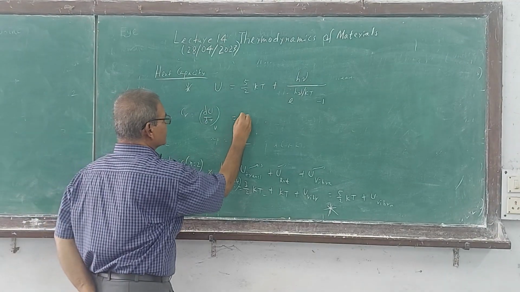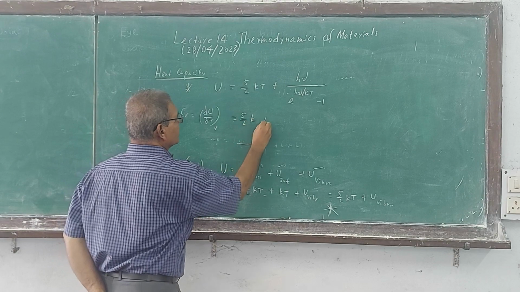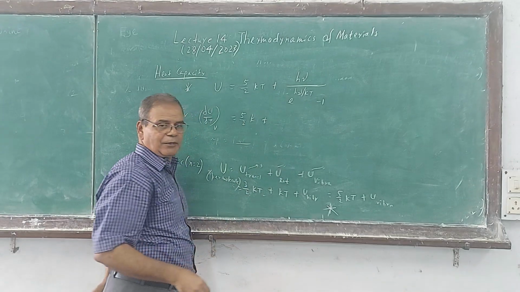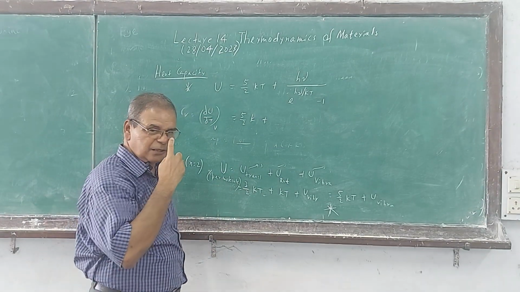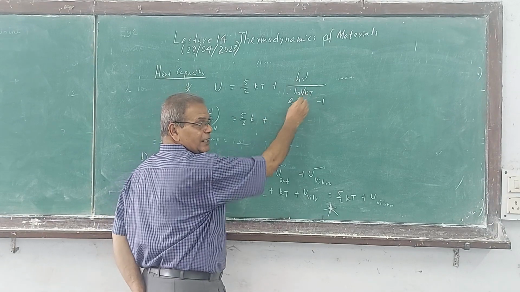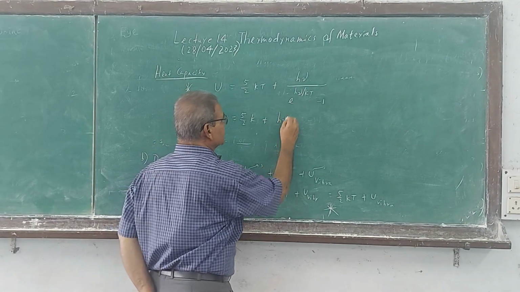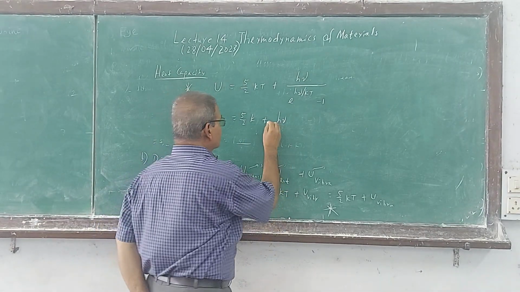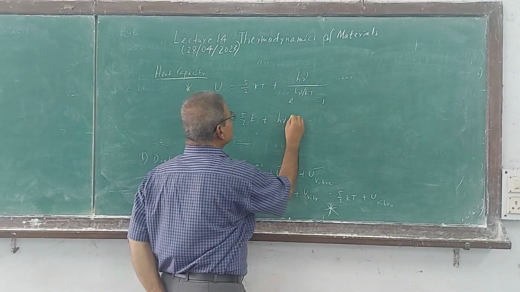5 by 2 k, first term. 5 by 2 k plus what is this? Do it with me. You take d/dT of this. d/dT. You see? Sukanto, d/dT of this. So first you do this: h nu. Then d/dT of this, 1 by x, means minus 1 by x square. So do that. So give a minus here somewhere.